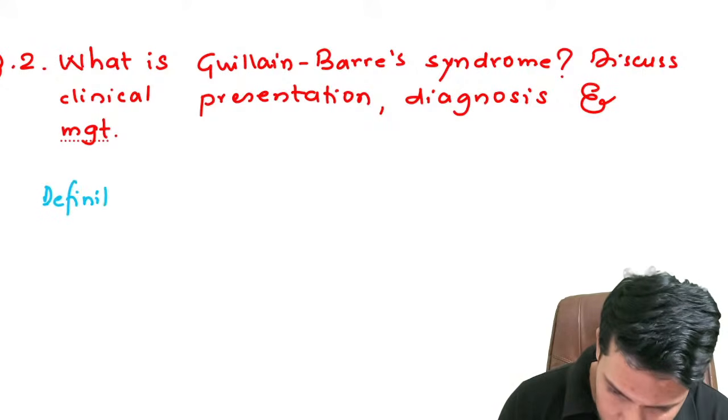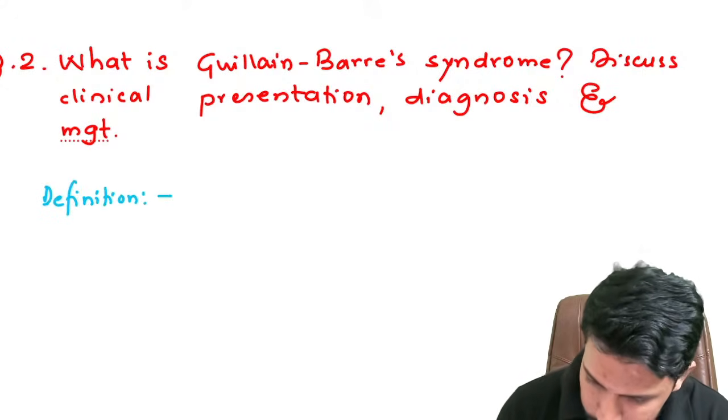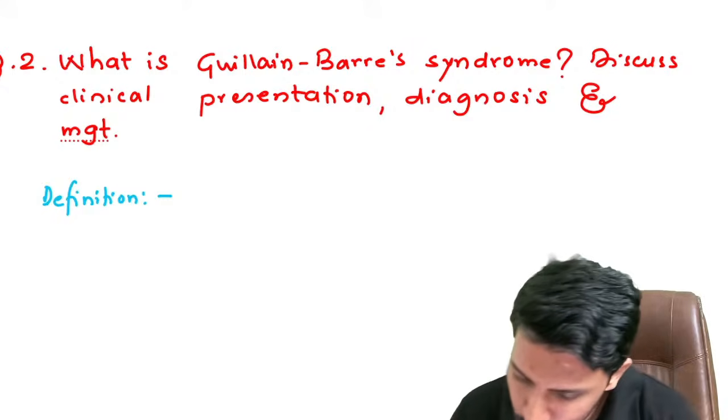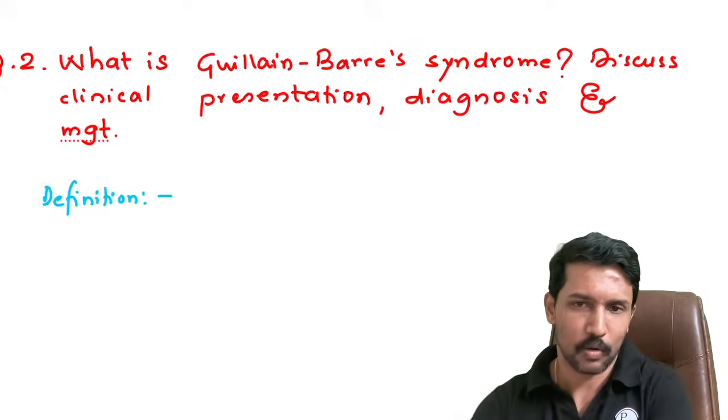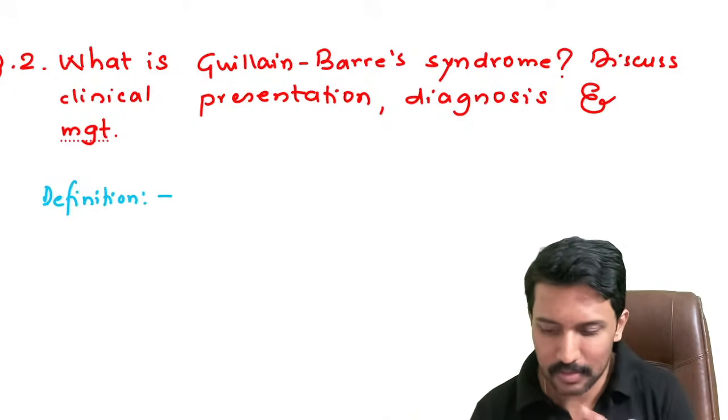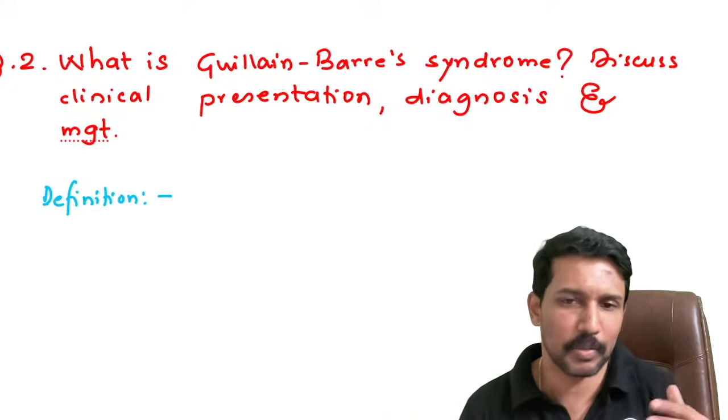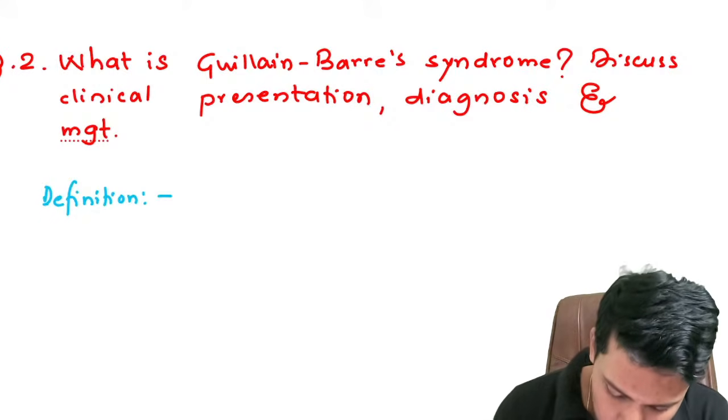Definition or introduction to GB syndrome should go like this. Yes, it is acute inflammatory demyelinating. Okay, acceptable, still not very perfect. So let me make this a good, acceptable definition for GB syndrome.